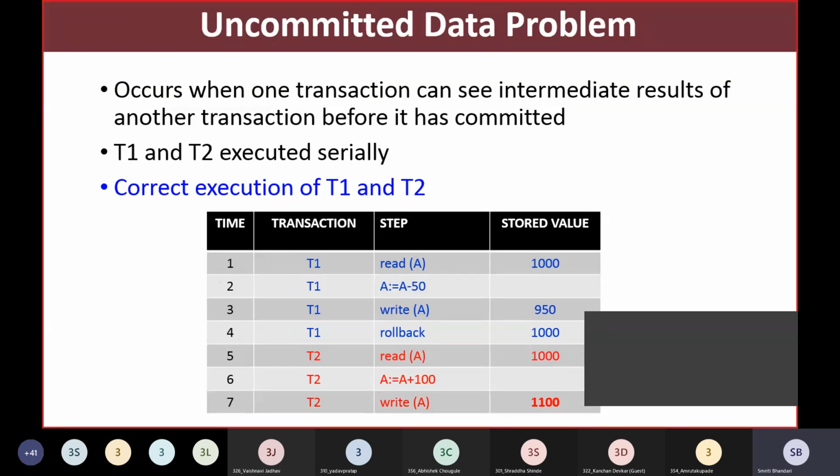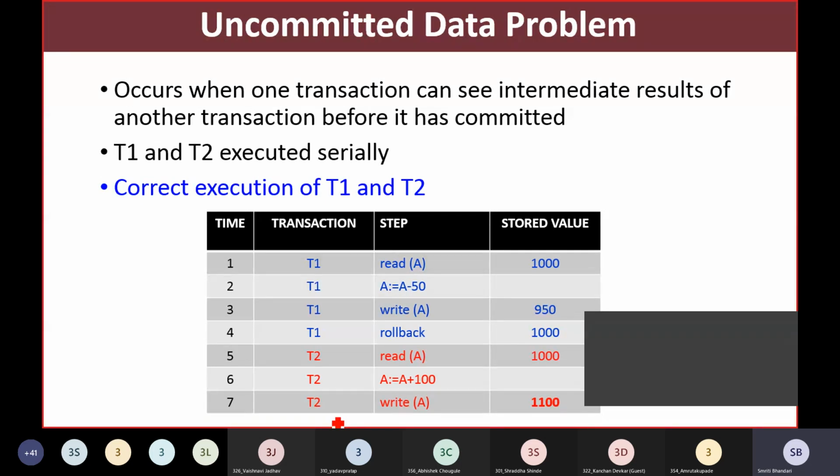So let us go to the second problem with concurrent execution of transactions, and that is the uncommitted data problem. So what do we mean by uncommitted data problem? This problem occurs when one transaction can see the intermediate result of another transaction before the first transaction has committed. So what do we mean by that?